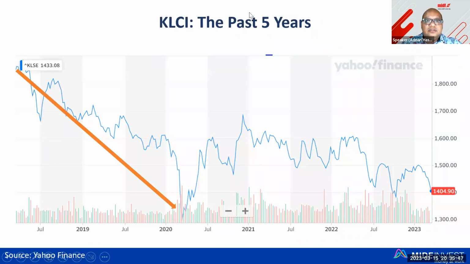Right. So basically, during the past 5 years, we can see that the KLCI, you can see this orange arrow right over here, during 2020, right? Any guesses as to why KLCI took a major dip? Any guesses? So no idea at all.